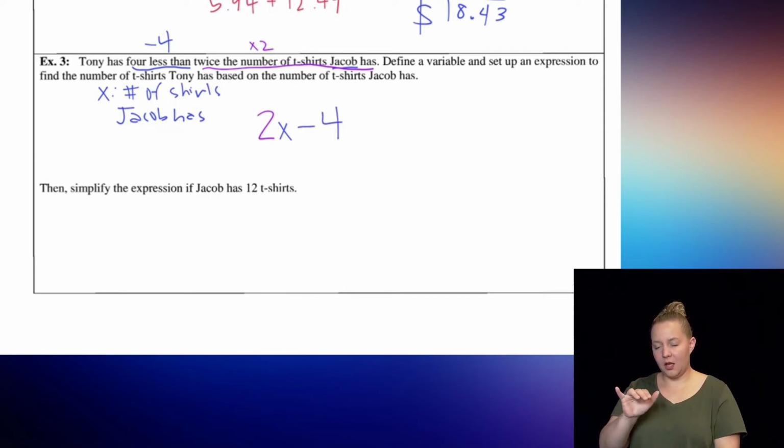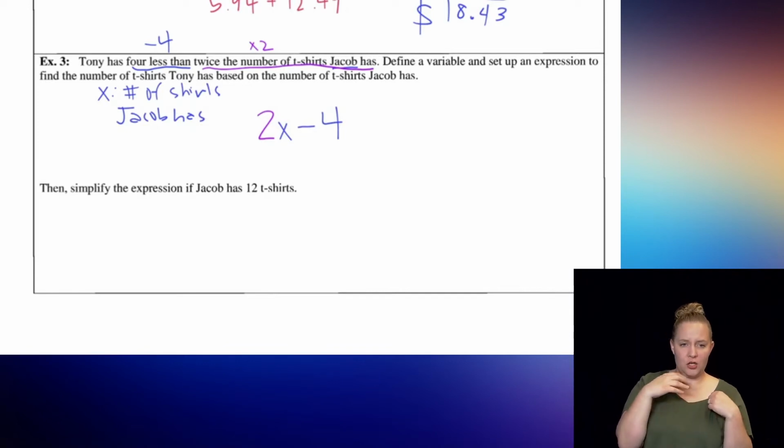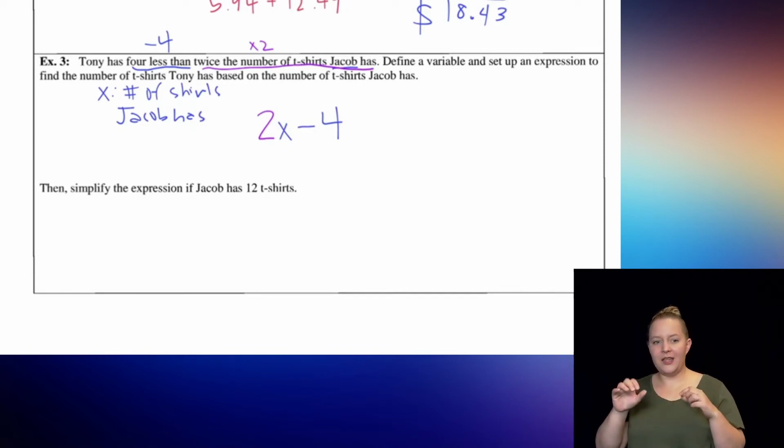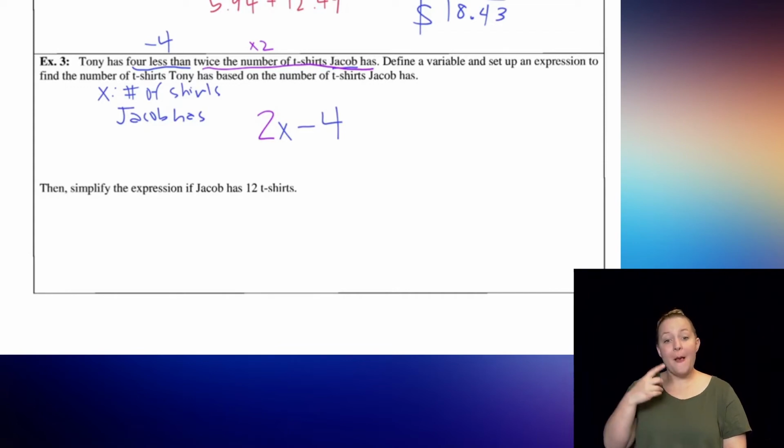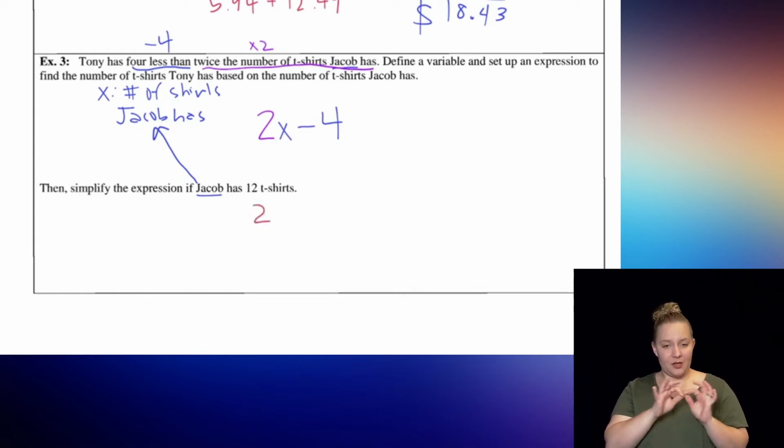So then also, if you're unsure if x is the number of shirts Jacob or Tony has, you can also look down below because it says then simplify the expression if Jacob has 12 shirts. So because 12 is the number that I'm plugging in, notice that Jacob is the person, obviously, that we do not know. So in our expression, instead of 2x, we're replacing x with the number 12.